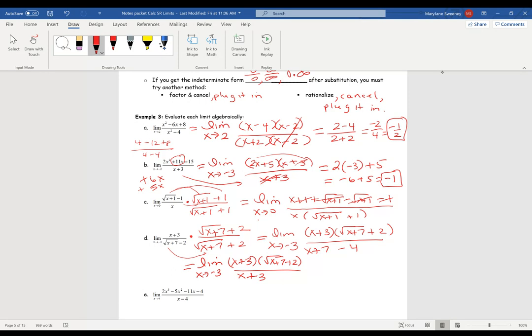Note in the last one, the x's canceled on top and bottom. Here, the x plus 3's are going to cancel on top and bottom. So that's why I'm leaving the top, in this case, not distributed. All right, that's square root of 4 plus 2. 2 plus 2 is 4.